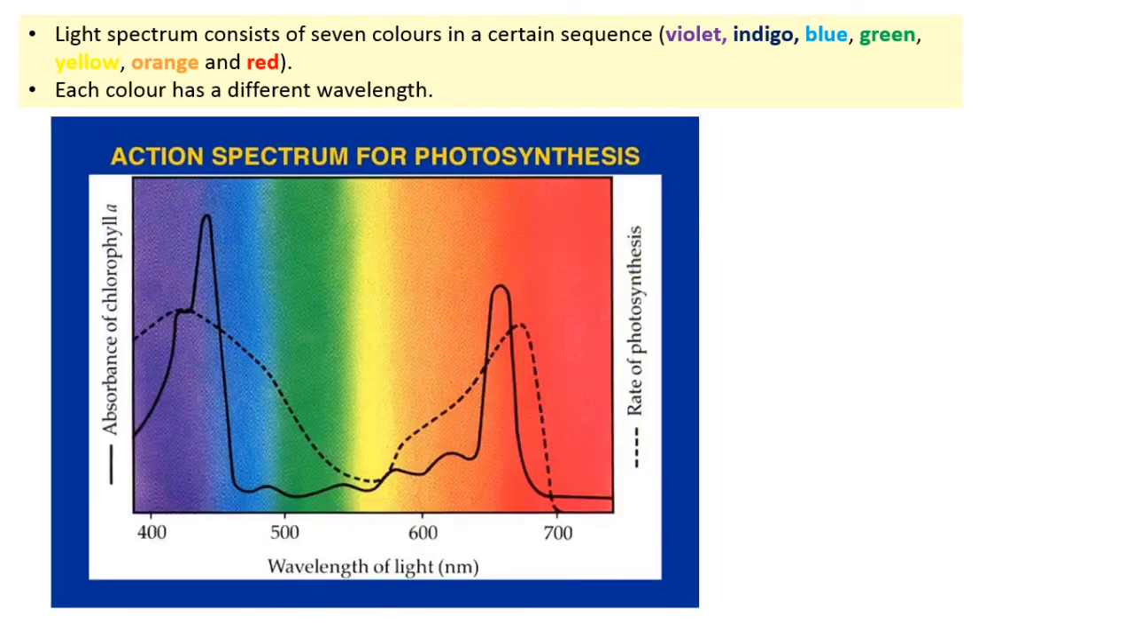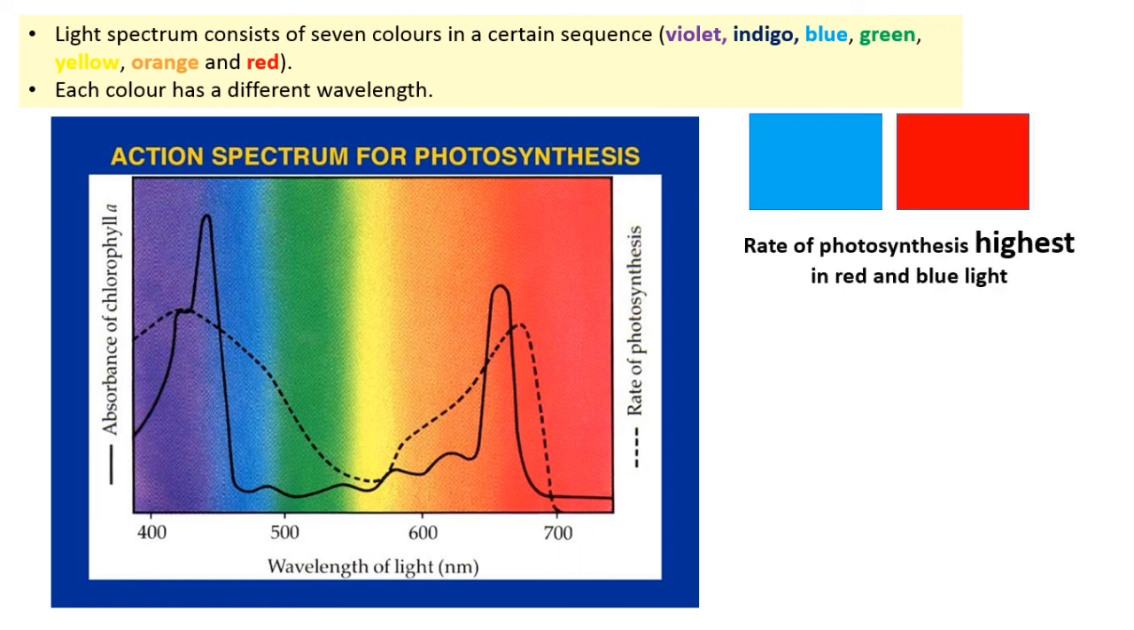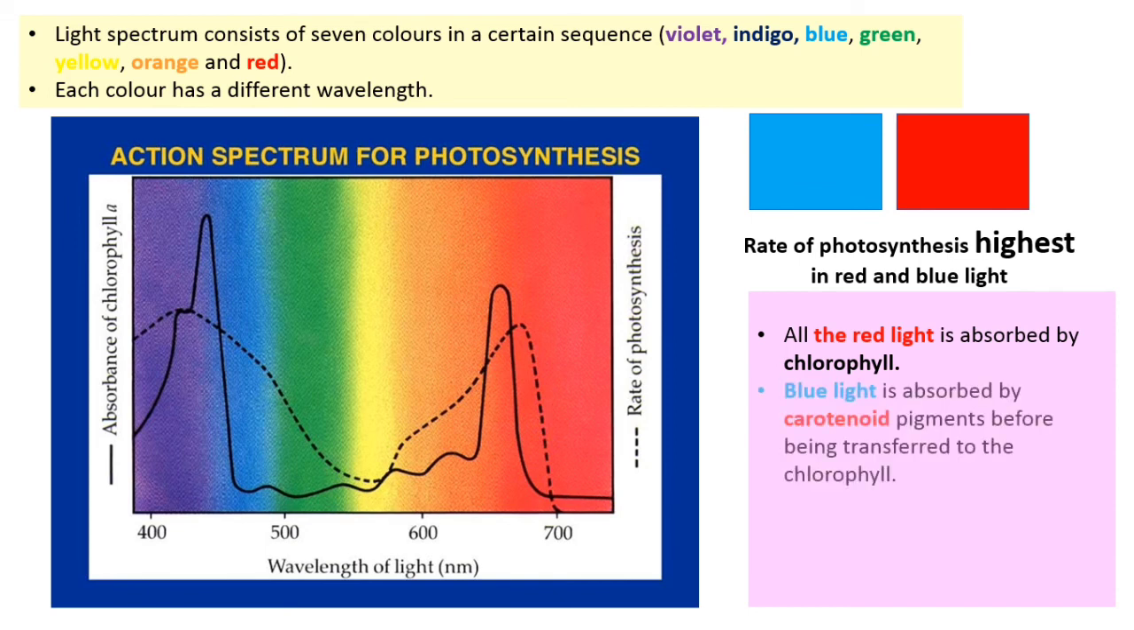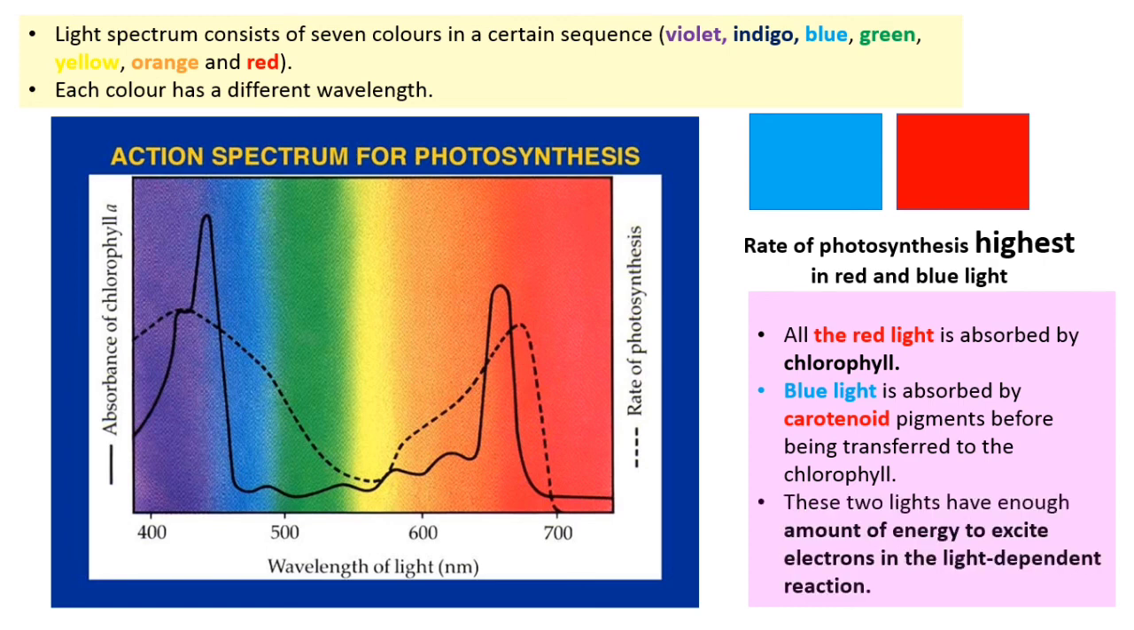Okay, this is the action spectrum for photosynthesis. From the graph, the rate of photosynthesis is highest in red and blue light, because all the red light is absorbed by chlorophyll. Blue light is absorbed by carotenoid pigment before being transferred to the chlorophyll. These two lights have enough energy to excite electrons in the light-dependent reaction. With that, thank you.